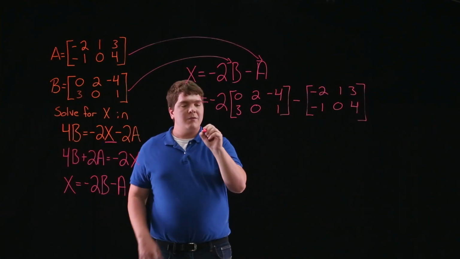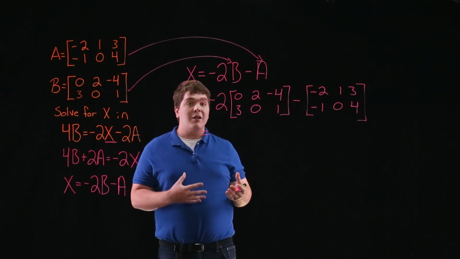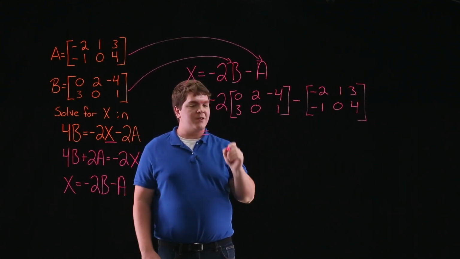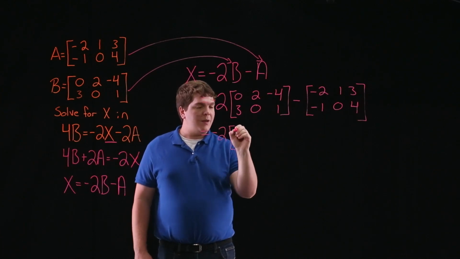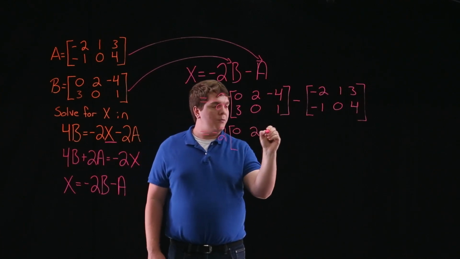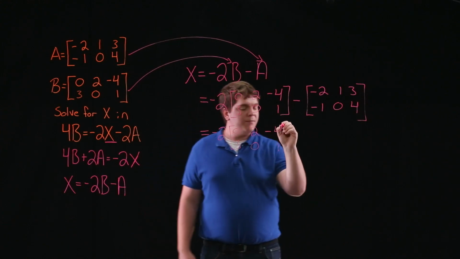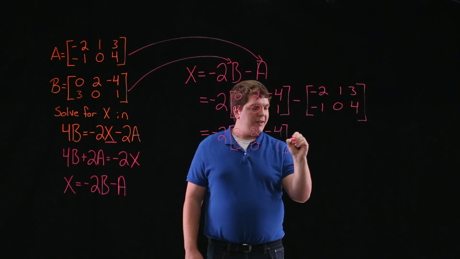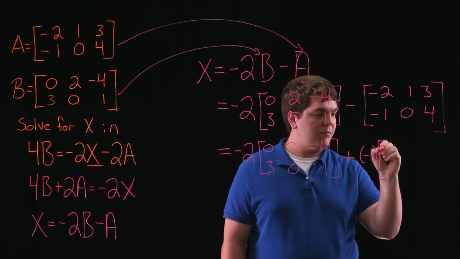Now before we move on, let's first consider rewriting this negative sign as a plus a negative 1 times our matrix A. So this is really negative 2 times the matrix 0, 2, negative 4, 3, 0, 1. And we're going to be adding negative 1 times our matrix A.